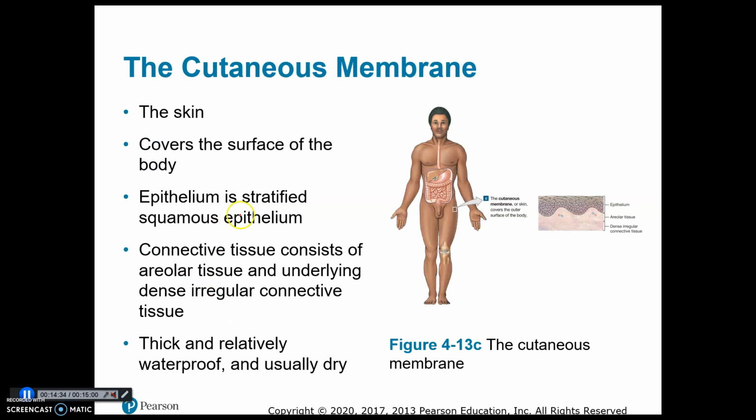cavity. Then we have the cutaneous membrane, which we also call the skin, and it is composed of stratified squamous epithelial tissue, and the connective tissue is areolar tissue and dense irregular connective tissue.